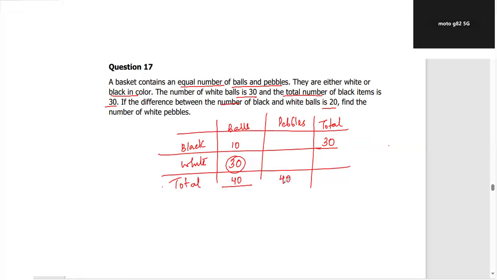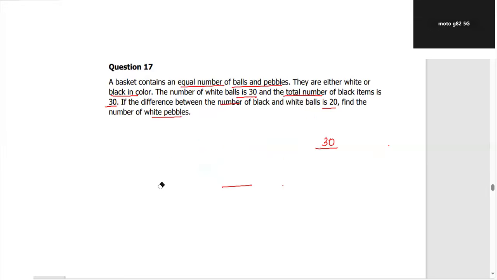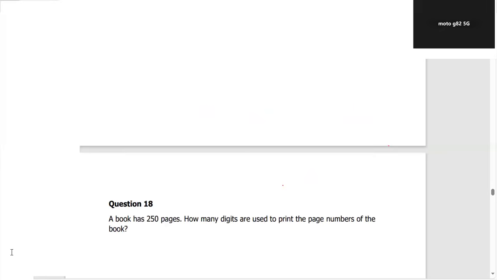Once we get this, we can fill it. This becomes 30, 40, because they said this and this are equal. So this becomes 20, this becomes 10, so this becomes 40. No, this will be 20, 20, 20. So this becomes 50 and this becomes 80. So this is how we complete the table. Once you get this, you can do any question that's been asked. They're saying find the number of white pebbles. So the number of white pebbles is 20. My answer for this question will be 20. Just put them into a table and you will start getting the answers.